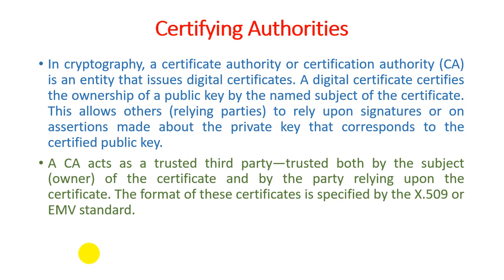A certificate authority acts as a trusted third party. It is the intermediary between a sender and a receiver, trusted both by the subject of the certificate and by the party relying upon the certificate. The format of this certificate is specified by X.509 or EMV standards. So it is a specific generalized format defined by the CA, in the form of X.509, or maybe they can use EMV standards.